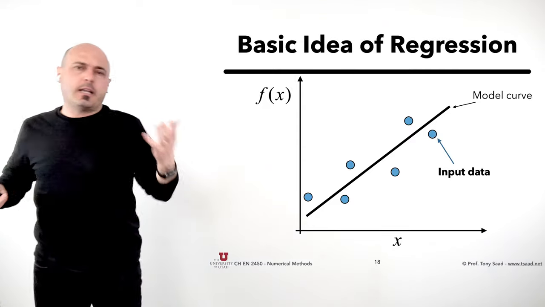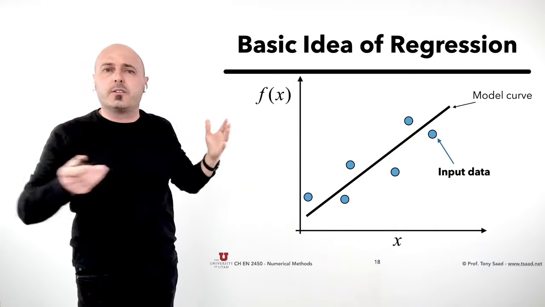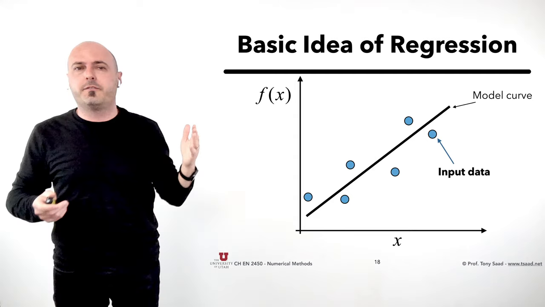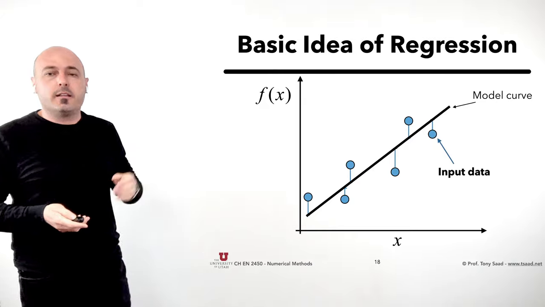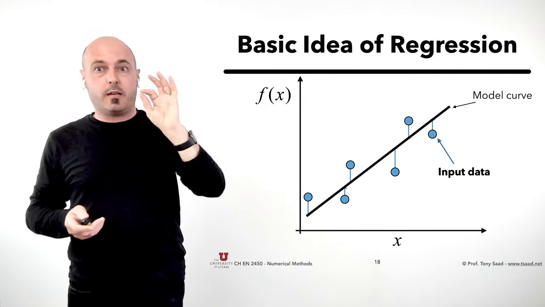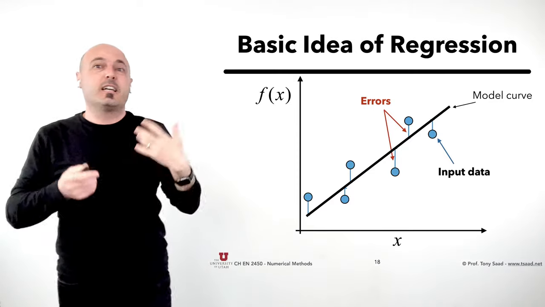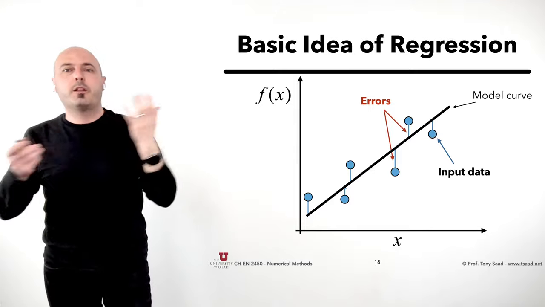And looking at the input data in this case, for example, there's a linear trend. There's a straight line trend, right? So our model curve is going to be a straight line, okay? And clearly, the distance between those points and the model curve is going to be an error. It's going to be the error that we committed using the model to represent those data.